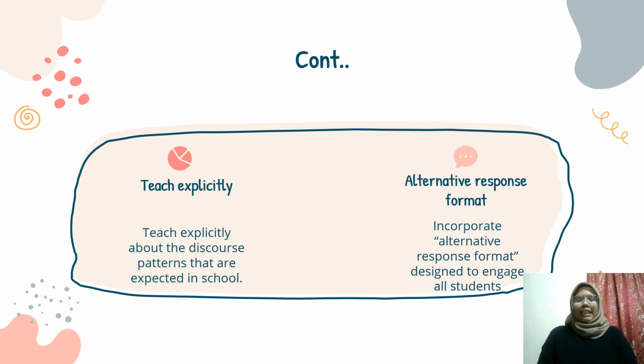All right, okay, let's continue to the next point, which is teach explicitly. Okay, the teacher can teach explicitly about the discourse patterns that are expected in the school. Okay, so that is one of the ways. And then next is alternative response format. So the teacher can incorporate alternative response formats designed to engage all the students. So for alternative response format, for example, we have the true or false format. Okay, we provide the question for a student, and only two choices, true or false. So this is one of the alternative response formats.